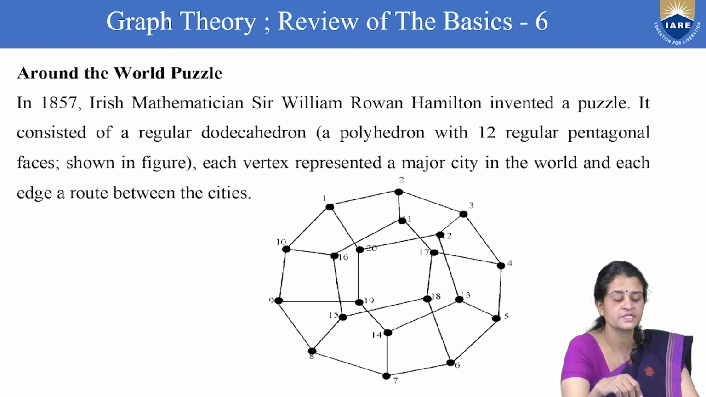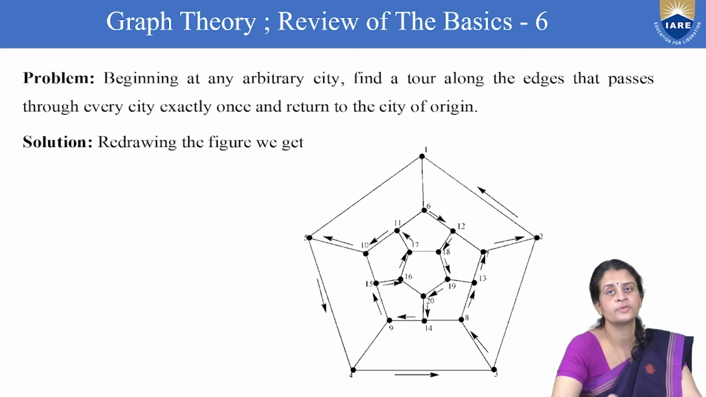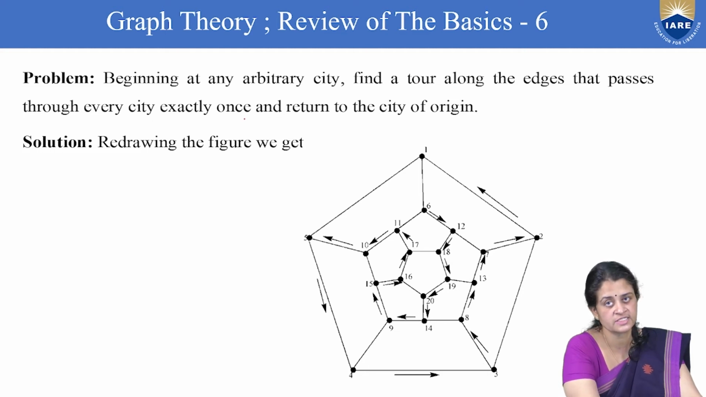Each vertex represented a major city of the world, and each edge between the vertices represented the route between the cities. The problem, what was the problem? Beginning at an arbitrary city, find a tour along the edges that passes through each city exactly once and returns to the city of origin. Was it possible? Sir Hamilton represented the real life situation in another figure like this.